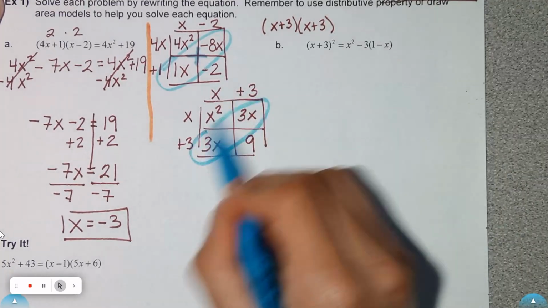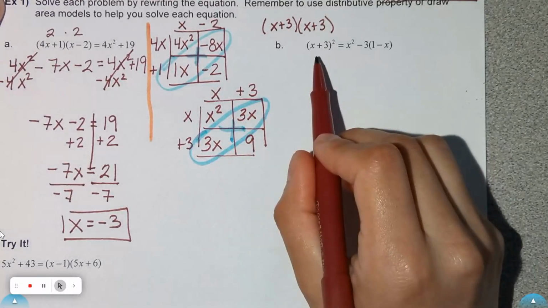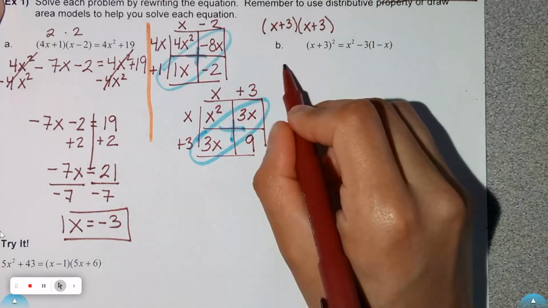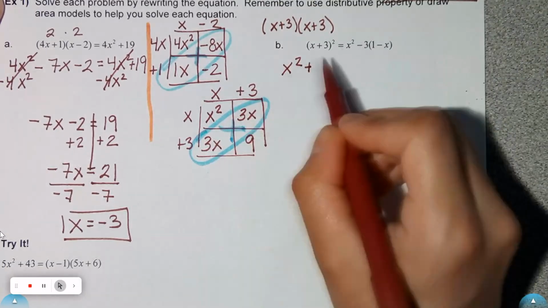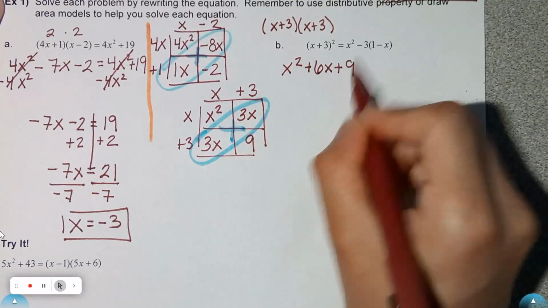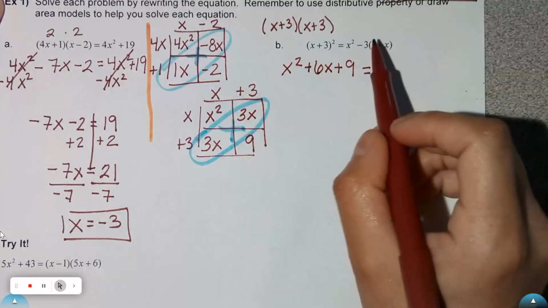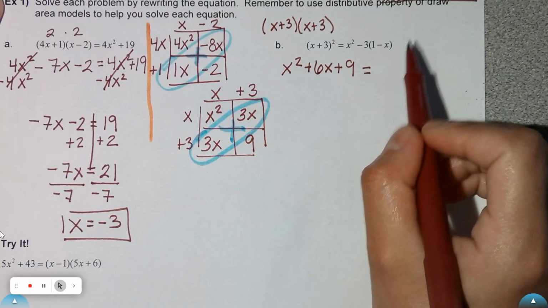Then I combine my like terms, and I'm adding them. Okay, and this is solely for the left side, right? So this side over here. So I have x squared plus 3x plus 3x, I get 6x plus 9 equals, okay, on this side, it looks like I have to distribute and then maybe possibly combine some like terms.